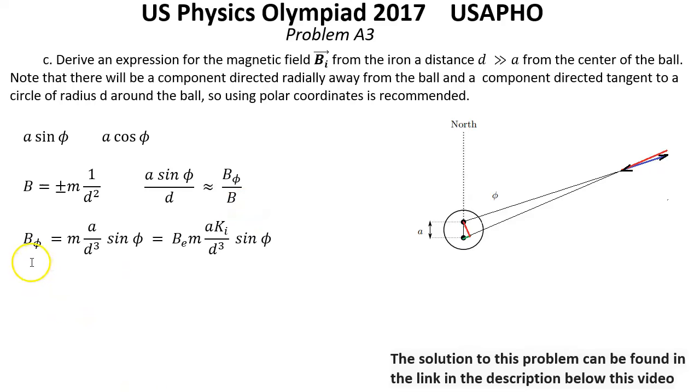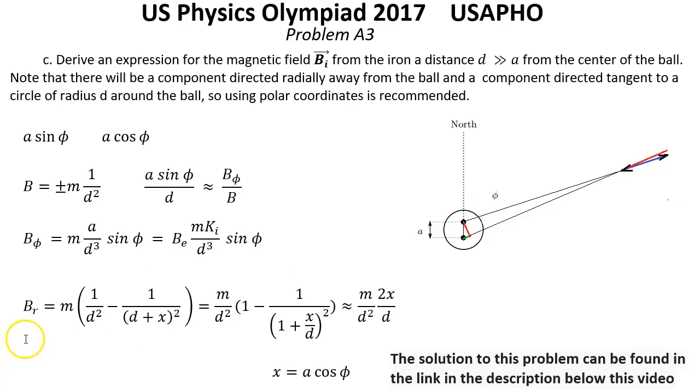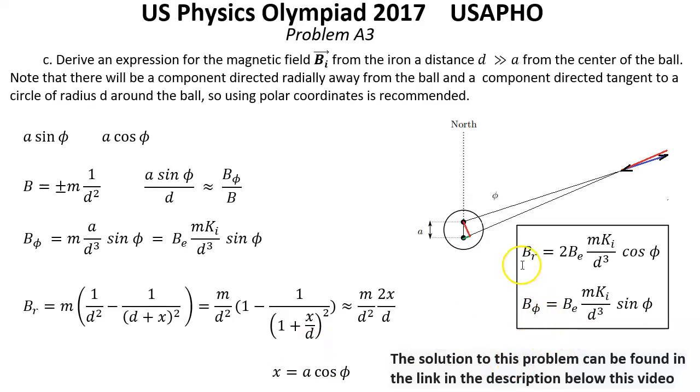And finally we have B phi equal to this expression, and the radial component equal to this expression, and after calculations the approximate value is this one, where x equals a cosine phi. And finally we have the radial component equal to this expression. And this is the answer for both radial and angular components of the magnetic field for question C.